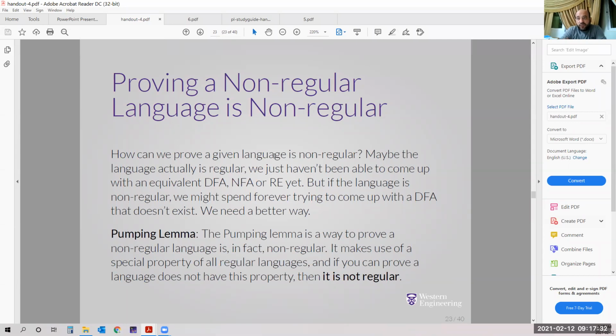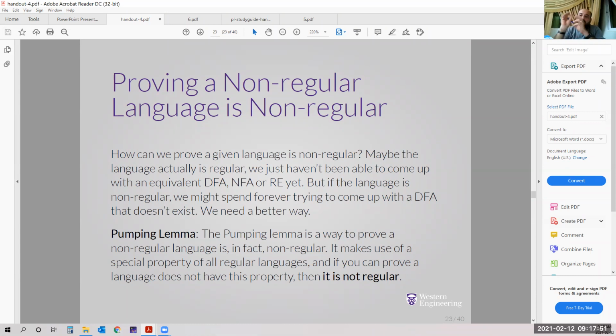So we need a better way to prove that this language is not regular. We use a technique called the pumping lemma. What is the pumping lemma? The pumping lemma is a way to prove a non-regular language is non-regular. It makes use of a special property of all regular languages.